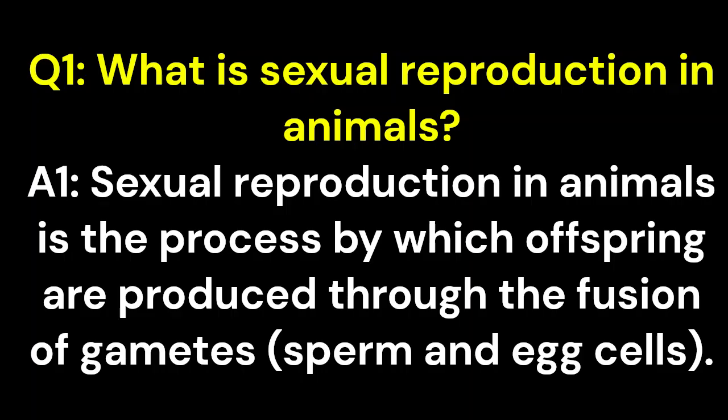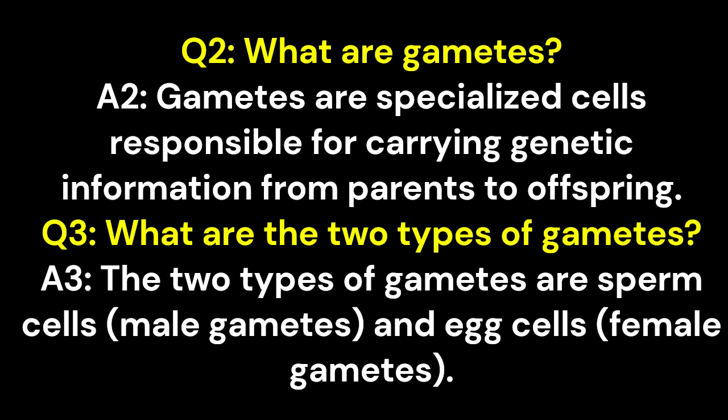Now let's do 50 questions and answers. Here are 50 questions and answers about sexual reproduction in animals. Q1. What is sexual reproduction in animals? A1. Sexual reproduction in animals is the process by which offspring are produced through the fusion of gametes, sperm and egg cells. Q2. What are gametes?